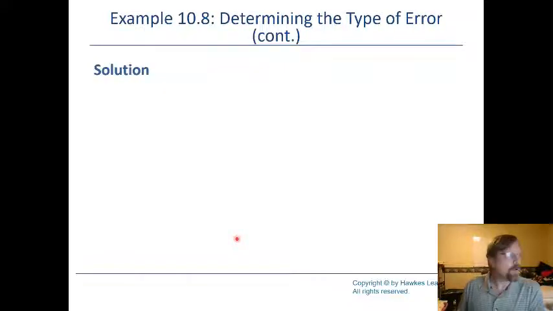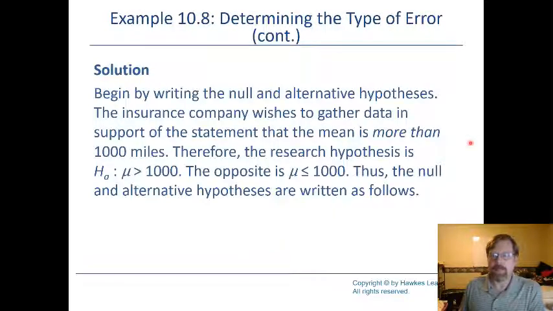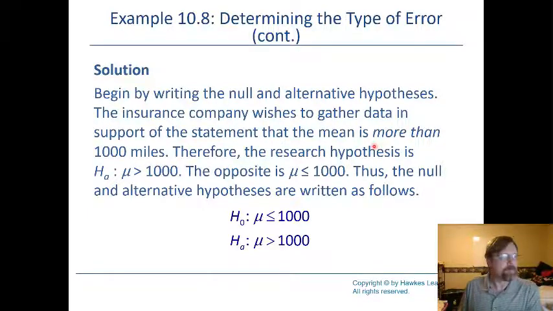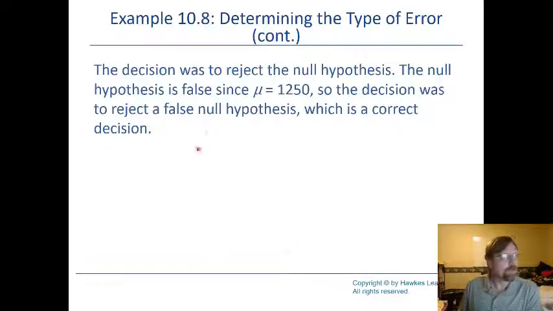They're wanting to show that the mean is more than 1,000 miles. So the research hypothesis is that the mean is greater than 1,000. The opposite, the null hypothesis, is that the mean is less than or equal to 1,000. Thus, since they rejected the null hypothesis, their data tends to support the alternative hypothesis that the mean should be greater than 1,000. If the actual true mean was 1,250, which is outside of what's covered in the null hypothesis, there was no error made.